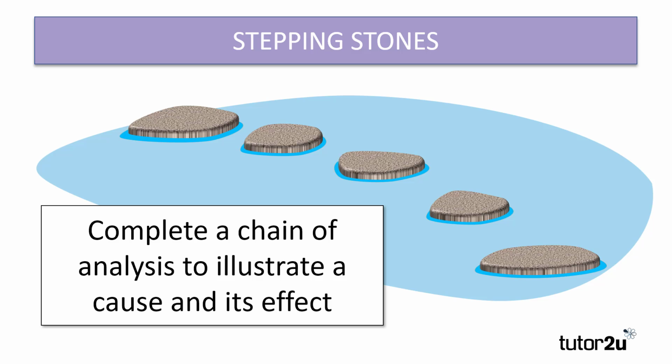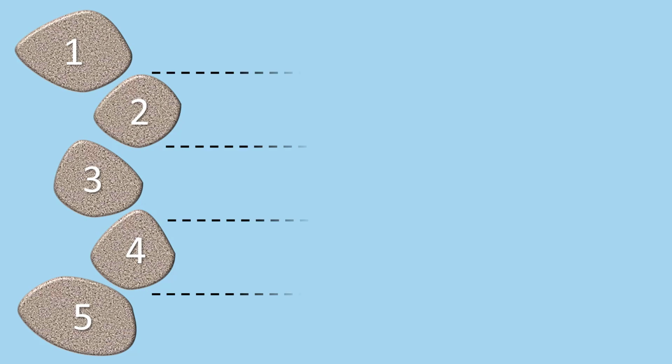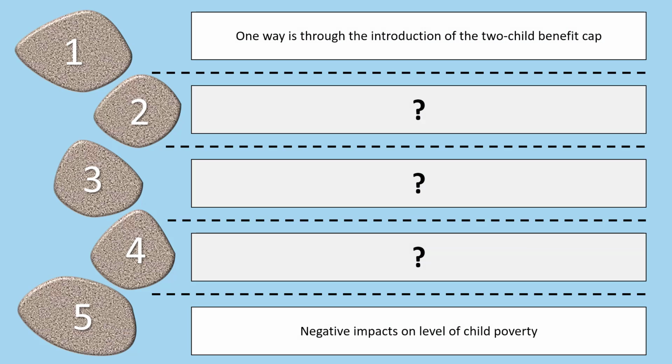In this stepping stones activity, we want you to complete a chain of analysis to illustrate the cause and effect of a policy on levels of child poverty. How you might set out a paragraph like this is you may start by identifying your way, and we've identified the 2-child benefit cap as one way. And then at the end of the paragraph, you want to talk about the impact. So we're saying it has a negative impact on levels of child poverty.